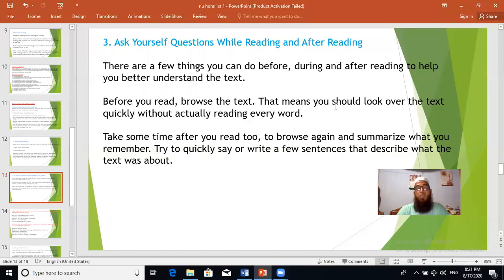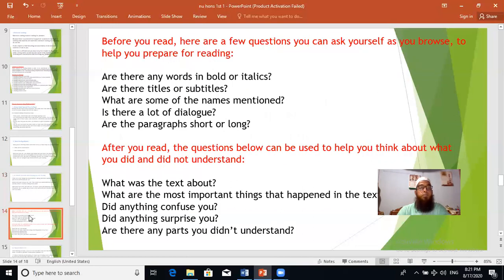At the first reading, you are reading quickly. You are not going to read every word, and you should take time after reading. Then read again and summarize what you remember, how much you can remember after the first reading of the text. You need to think. Try to quickly say or write a few sentences after the first reading that describe what the text was about.